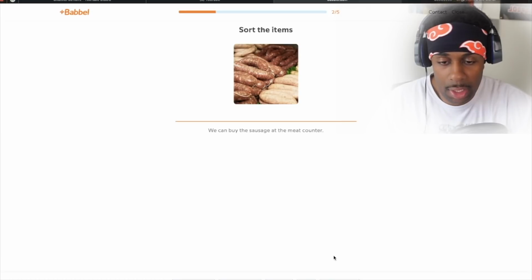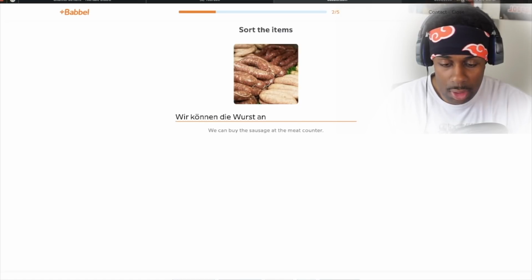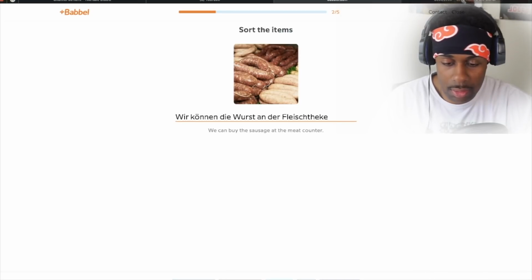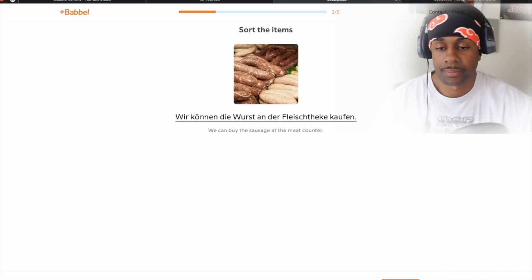Okay, we can buy sausage at the meat counter. So wir können die Wurst an der Fleischtheke kaufen. No, der, oh my god. Wir können die Wurst an der Fleischtheke kaufen.